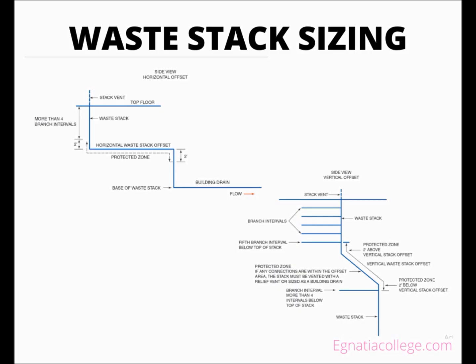One allowable way to avoid installing a relief vent is to size the entire stack, including the offset area, based on building drain regulations, which essentially means oversizing the stack. A code book has regulations and possibly illustrations pertaining to offsets in a waste stack, many of which require the installation of a relief vent horizontally. A cleanout must be installed at the base of a waste stack. Some codes might dictate that the base of a stack cleanout must be installed above the highest fixture located on the floor where the cleanout is installed.